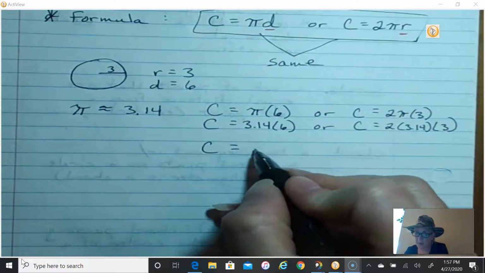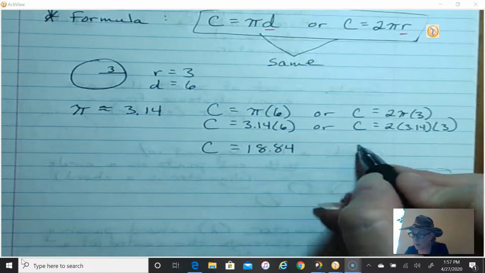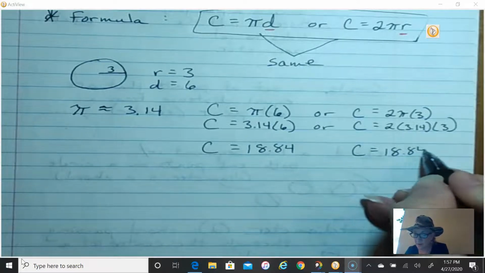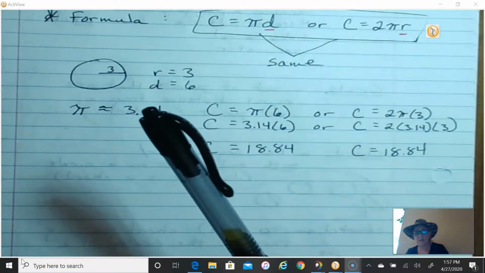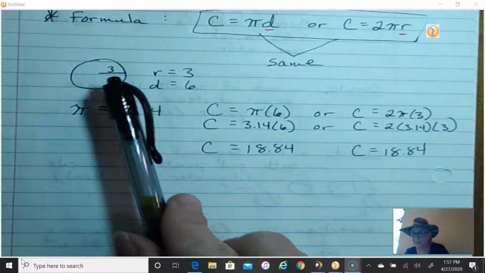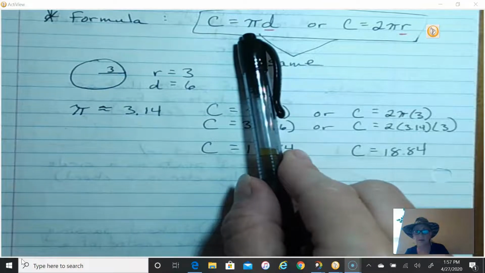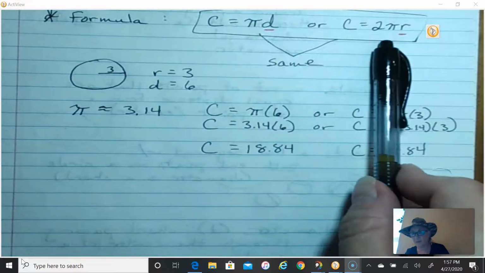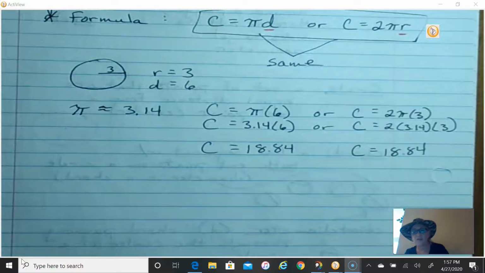So the answer for this one would be 18.84. Or if you multiply this, yes, you can use a calculator, you're going to get the same thing. See what I'm saying? Either one you can use. But you need to be careful, because if they give you the radius and you use this formula, are you going to get the correct answer? No. If they gave you the diameter and you chose this formula, are you going to get the right answer? No. So you've got to decide which one you're going to do.